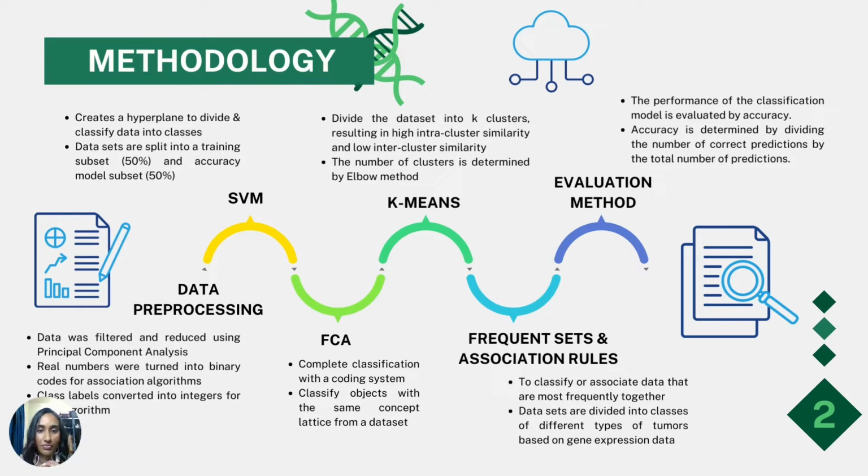After going through all these four methods, the evaluation method is done, where the performance of the classification models or algorithms is evaluated according to accuracy. The accuracy is determined by dividing the number of correct predictions for each of the methods by the total number of predictions. The most accurate method will be chosen for the data subsets.